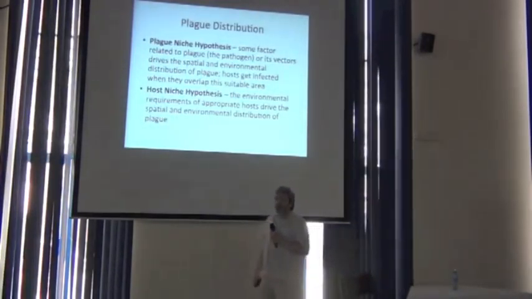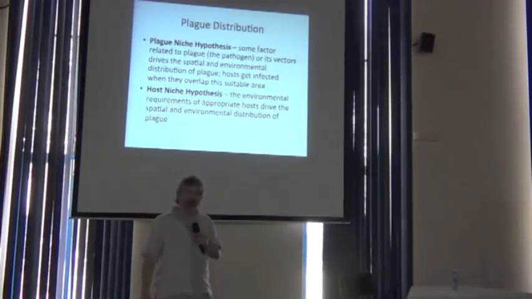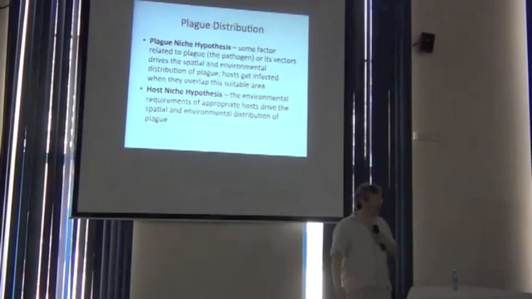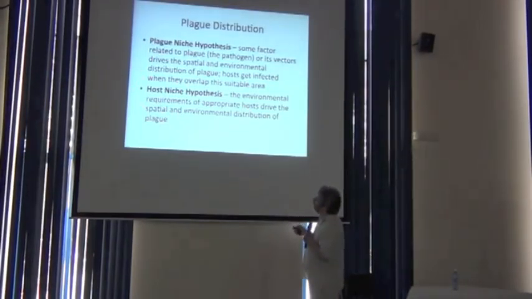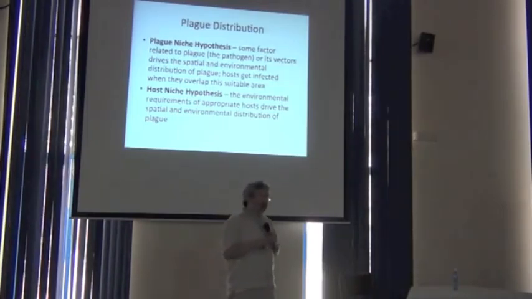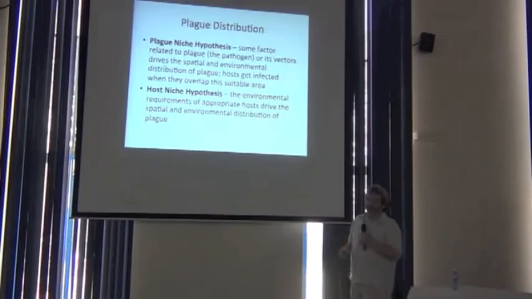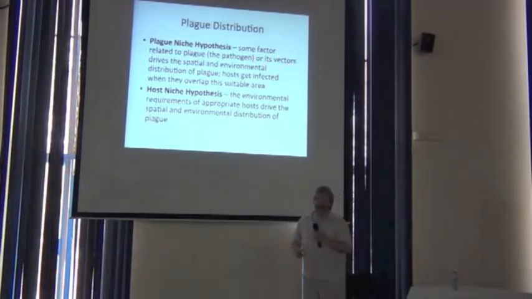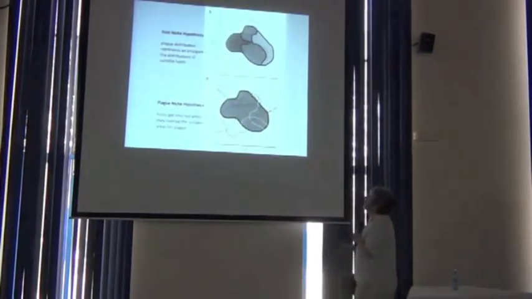And so we decided to compare two hypotheses. One hypothesis is that essentially plague is as plague does, and that it has some inherent environmental footprint where it is transmitted, and that mammal species get infected where they overlap that suitable area for plague. The other hypothesis is one that's more oriented towards hosts, that you have an appropriate set of hosts, and that essentially the assemblage of host distributions creates the plague distribution. And I haven't forgotten that plague is transmitted by fleas. So really, this hypothesis is plague or its vectors, okay? But there's a data stream that I haven't been able to get my hands on, fleas in North America.